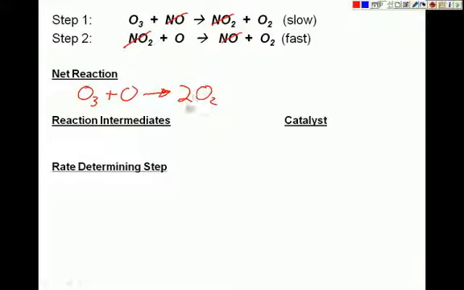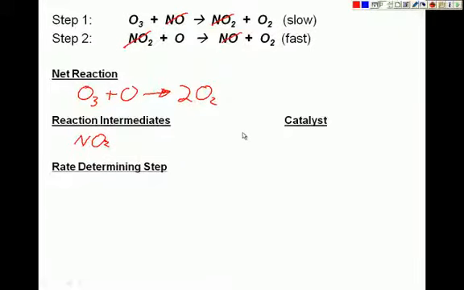Now, reaction intermediates. Again, a reaction intermediate is something we don't start with and we don't finish with. Something that we don't start with is NO2, and we don't finish with it. So NO2 is our reaction intermediate.